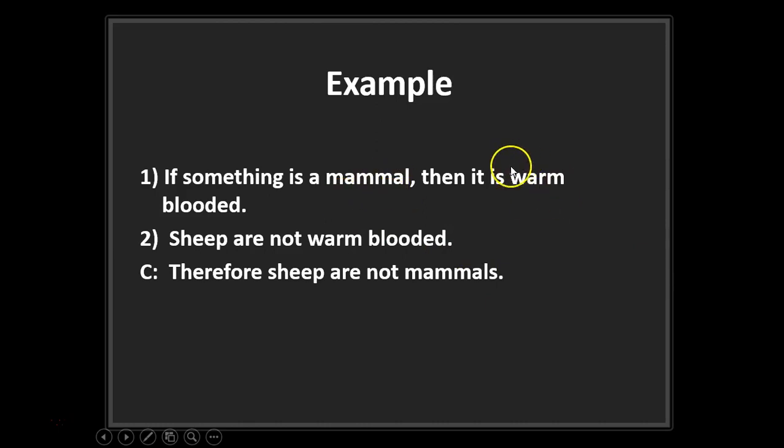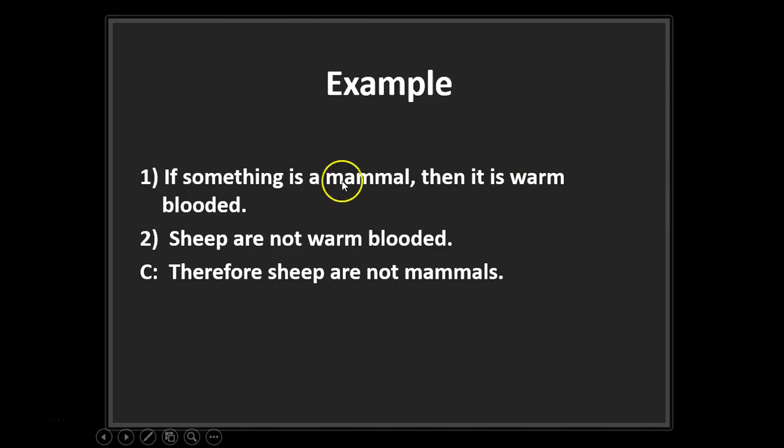If something is a mammal, then it's warm-blooded, and sheep are not warm-blooded. Therefore, sheep are not mammals. Assuming these two are true, that conclusion would have to follow necessarily, right? So this is essentially saying, if you've got a mammal, you've got something warm-blooded. And sheep aren't warm-blooded, so they can't be mammals, right? So valid reasoning, this argument is valid, assuming those premises are true.